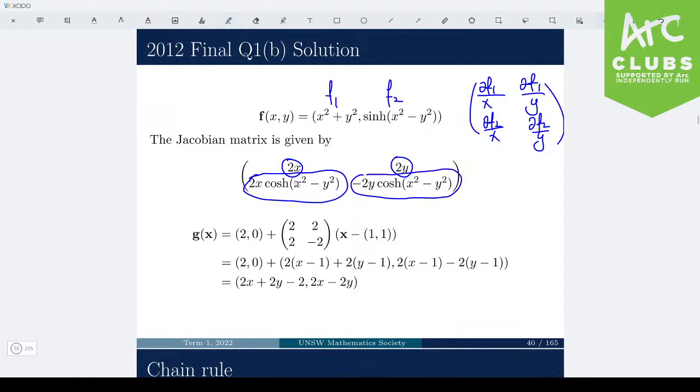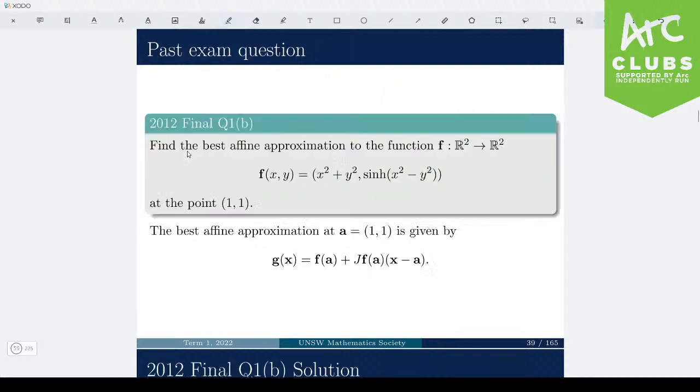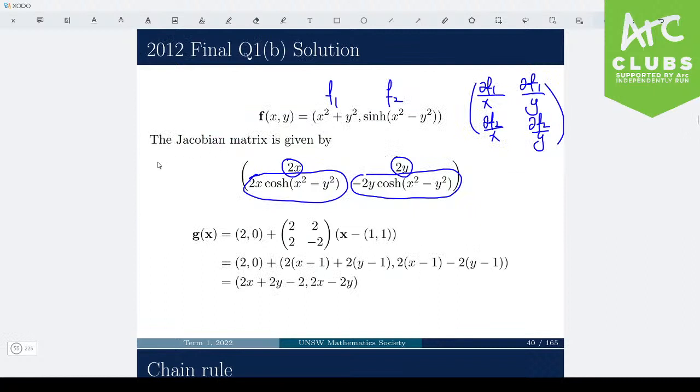And so now if you plug in our point, which I believe was (1, 1), yep. So you plug in x, y equals 1, 1 into here, you get 2 times 1 is 2, 2 times 1 is 2, 2 times 1 times cosh of 0, which is 2, and then negative 2 times 1 times cosh of 0 is negative 2. Yep.